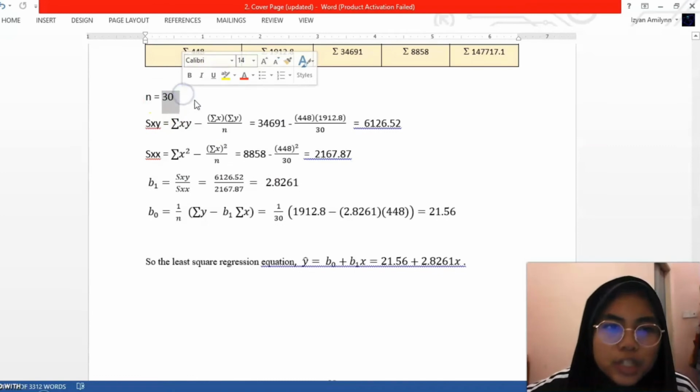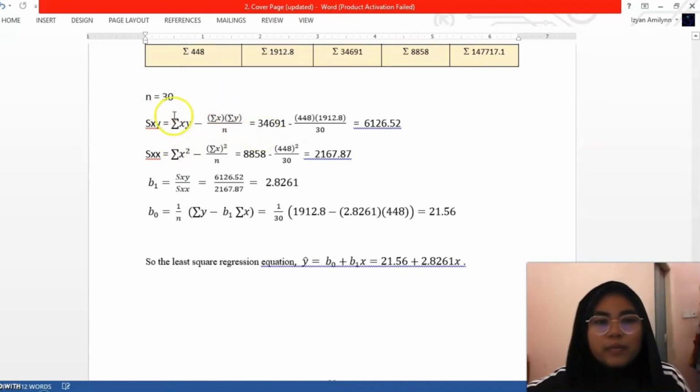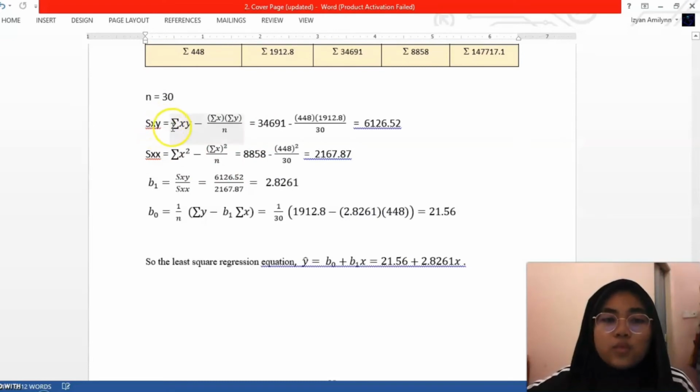How much we play is the t game. Every time we play the game is the t. So this is the sum of xy. So this is the formula of the sum of xy.